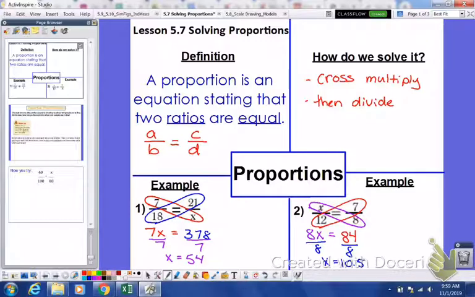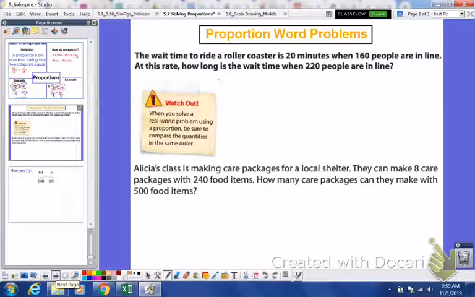Okay, now let's use that with a word problem. The wait time to ride a roller coaster is 20 minutes when 160 people are in line. At this rate, how long is the wait time when 220 people are in line? So our little watch out here: when you solve a real world problem using a proportion, be sure to compare the quantities in the same order. So if we look at our first, 20 minutes wait time for 160 people.